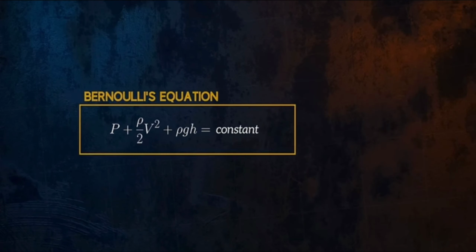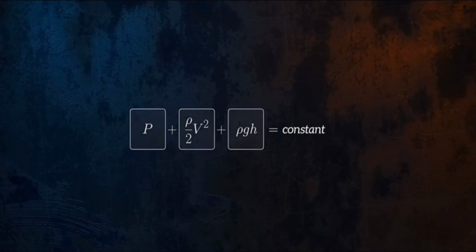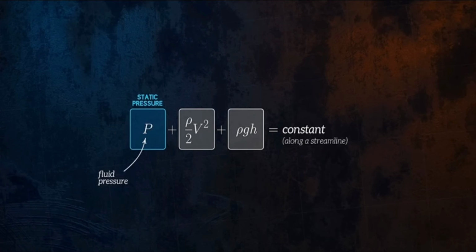This is the Bernoulli equation. This equation states that the sum of these three terms remains constant along a streamline. Each of the terms is a pressure. The first term is the static pressure, which is just the pressure P of the fluid. Then we have the dynamic pressure, which is a function of the fluid density rho and velocity v and represents the fluid kinetic energy per unit volume.